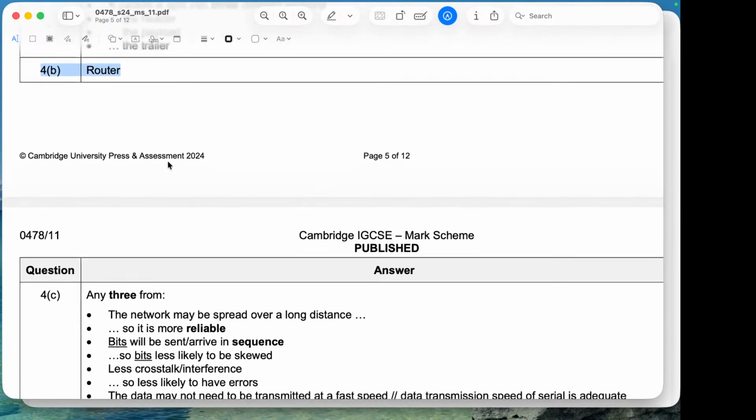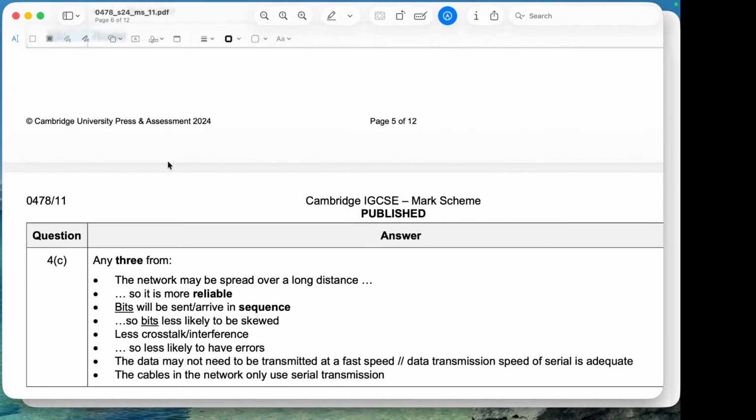So they've got the network may be spread over a long distance, so it's more reliable. Bits will be sent or arrived in sequence, so bits are less likely to be skewed. Less crosstalk or interference, so less likely to have errors. The data may not need to be transmitted at a fast speed. The cables in the network only use serial transmission. So just a couple of points about this.